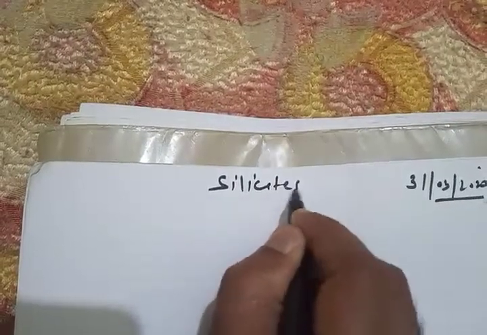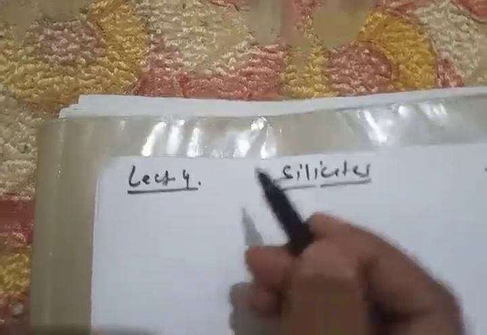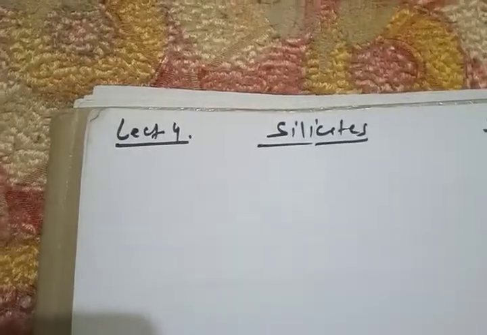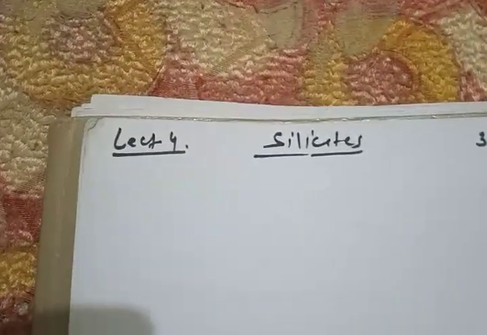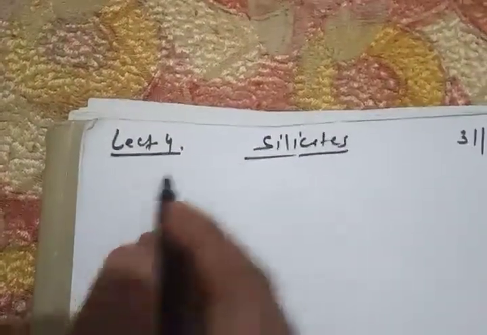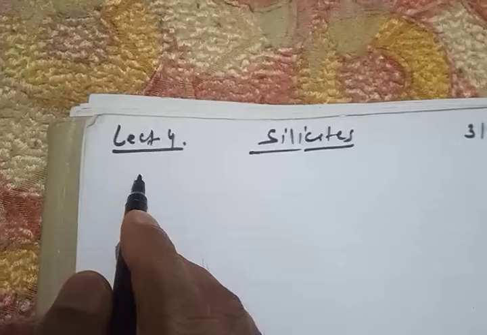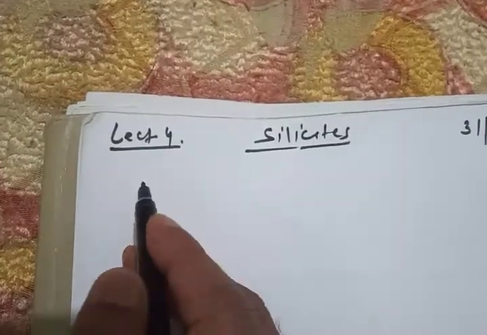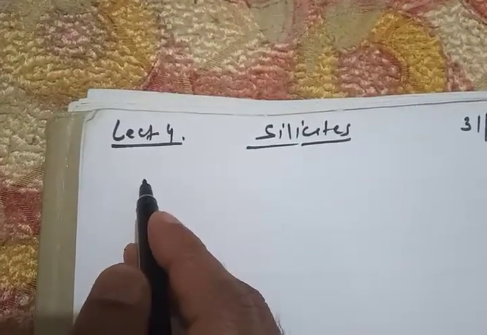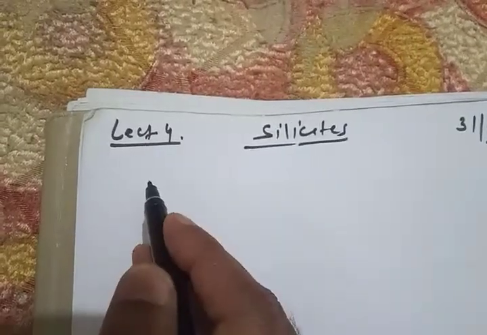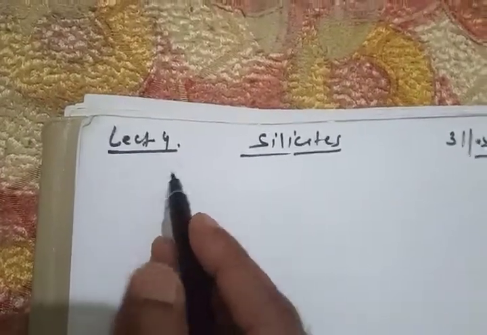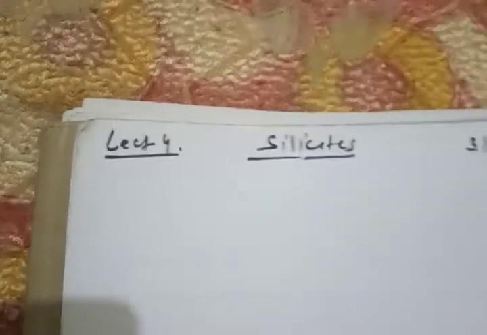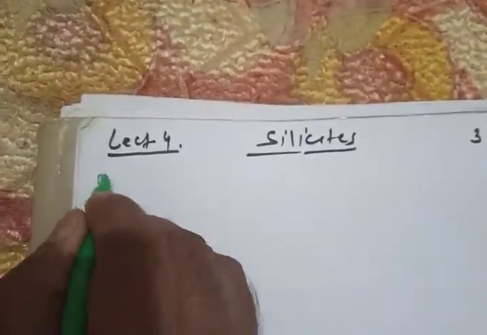Silicates is the topic of the carbon family, and this is lecture number 4 for the carbon family, and probably the last topic of the carbon family members. Mainly in examinations, silicates questions come in structure format. They can ask the structure of the silicates or the formula, so the basics you need. So first we'll start with the definition. What is the definition of silicates?